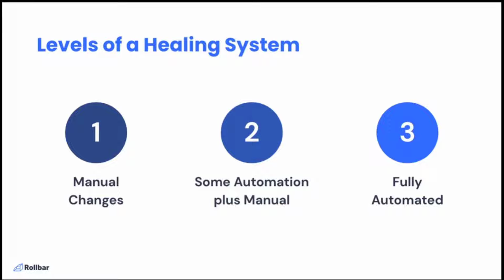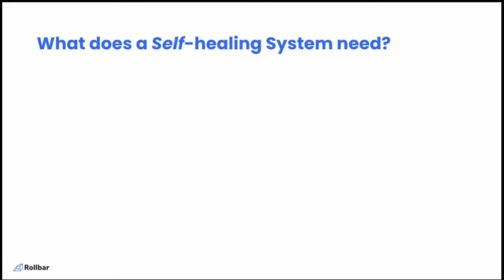And then the third level would be a fully automated, fully self-healing system, whereby an error is reported, the system sees that error, and recognizes that it's a critical error resulting in a problem that needs to be fixed immediately. And by fixed, I mean getting the system back to a known working state. It can automatically do that by either rolling back or turning off a feature flag.